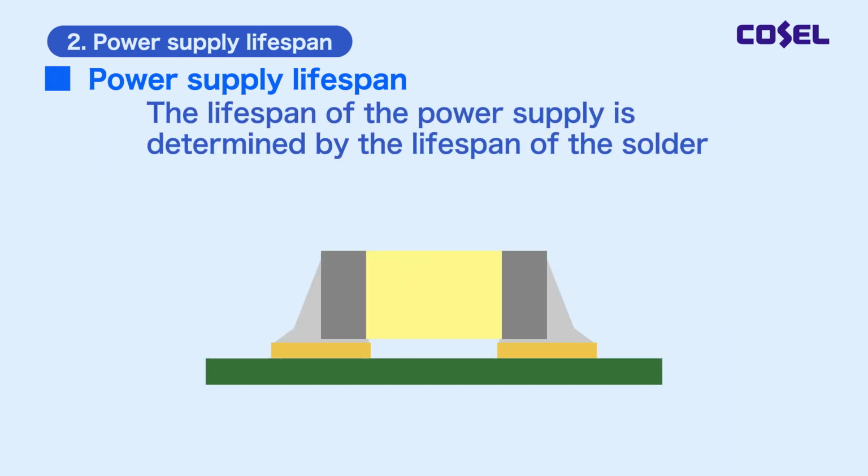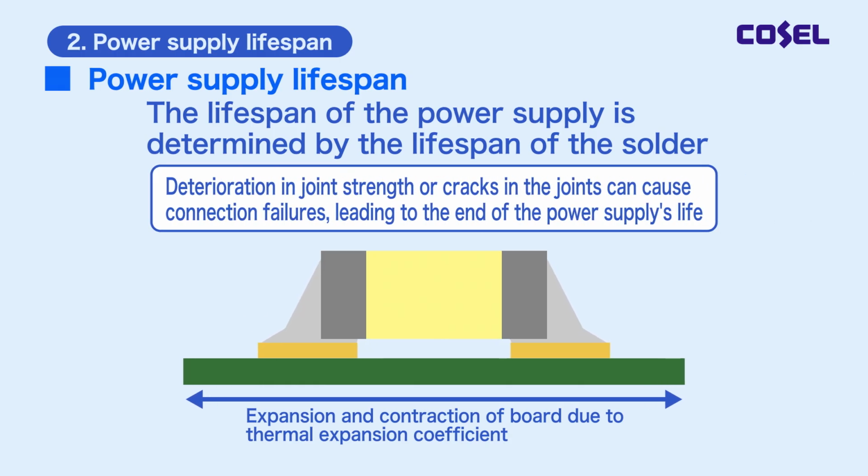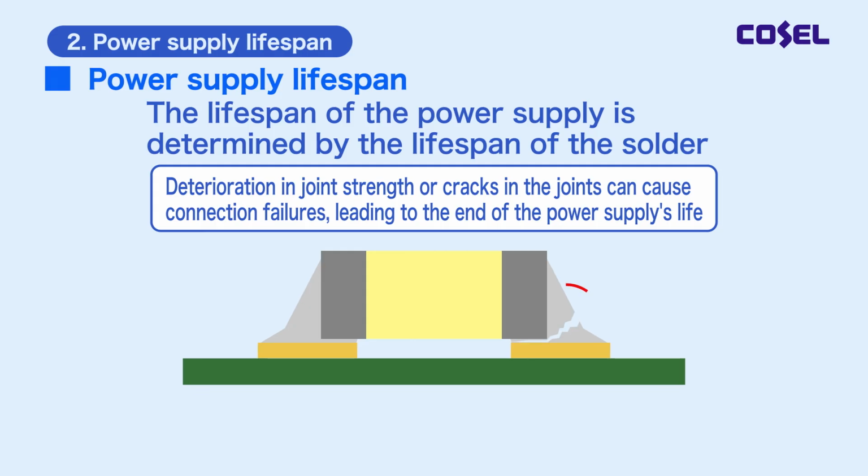If the fluctuation range of self-heating inside the power supply is high due to changes in ambient temperature or load factor, there will be a difference in the thermal expansion coefficient of the component materials, causing repeated distortion in the solder joints. This distortion causes connection failures, such as deteriorated joint strength and cracks in the joints, leading to the end of the power supply's life.